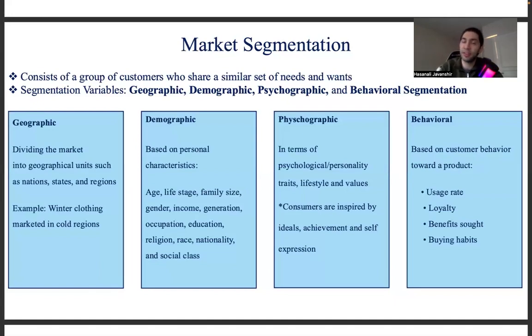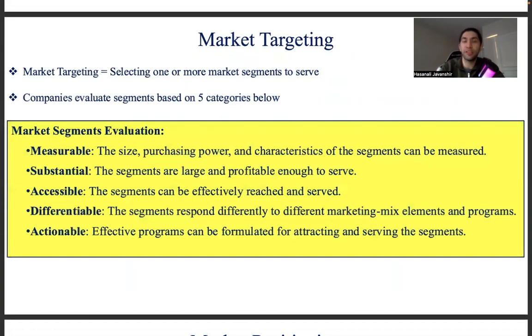After market segmentation, comes market targeting. Market targeting is selecting one or more market segments to serve. Companies evaluate segments based on five categories, which are very important when choosing the market segment. The market segment should be measurable, substantial, accessible, differentiable, and actionable.